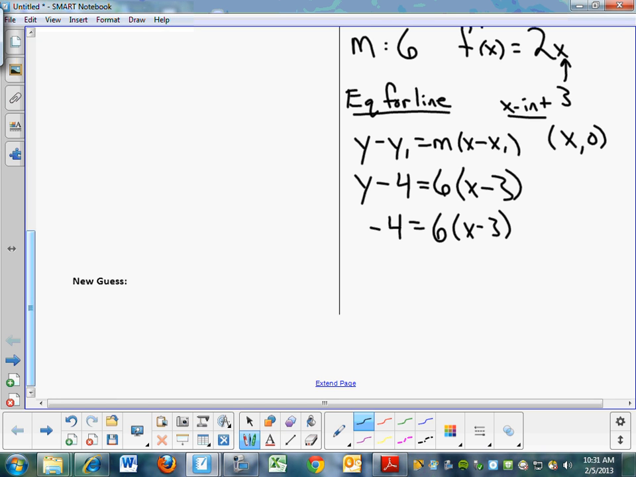Divide both sides by 6. Negative 2/3 is equal to x minus 3. Add 3. And you get 2.33 is equal to x. So 2.33 serves as my new guess. Where did the y go? The y is 0. We're solving for the x-intercept, so we set y equal to 0 and we solve there.